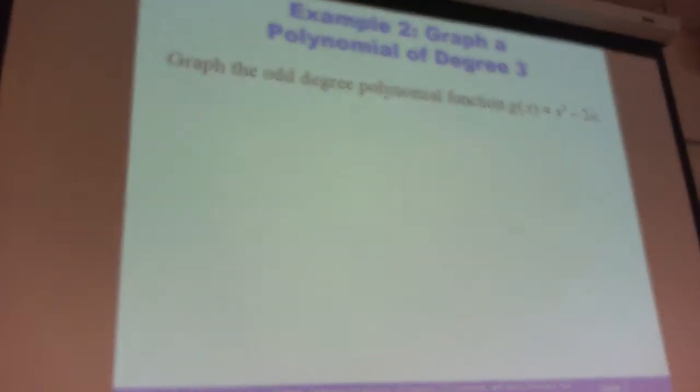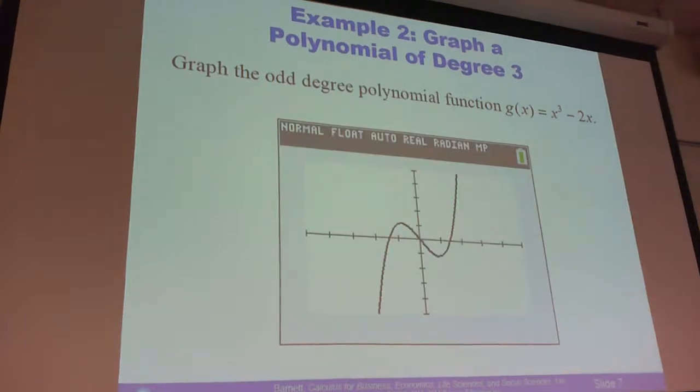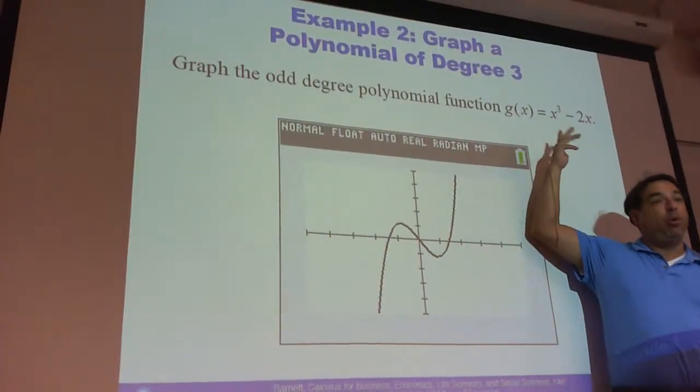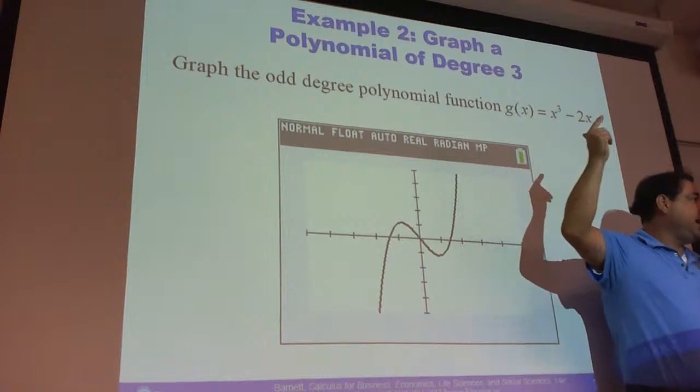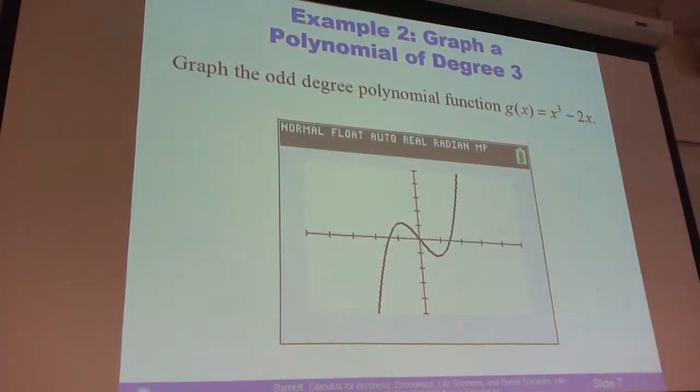What's the degree of g of x equals x cubed minus 2x? 3. It's a third degree polynomial, and it's odd or even? Odd. When I say odd, you should already know that the ends are going to be opposite. Notice this one looks like it's going down, this one looks like it's going up. That's a property of being odd. Where it starts and where it ends depends on the leading coefficient. Okay?